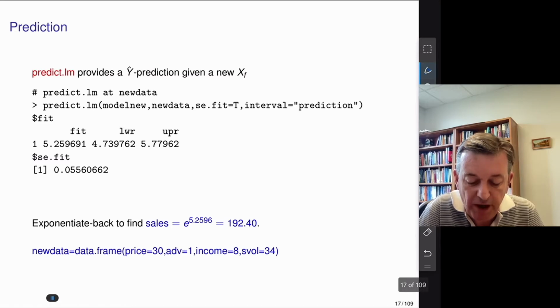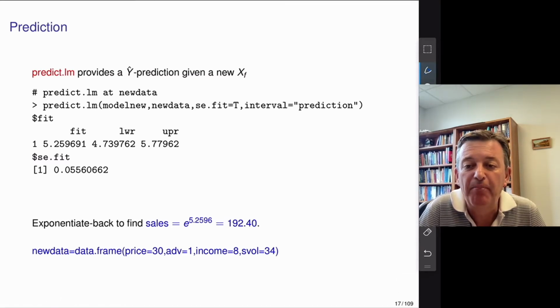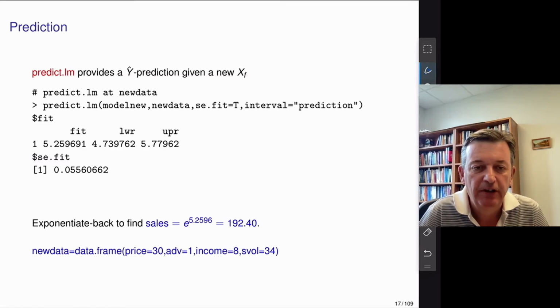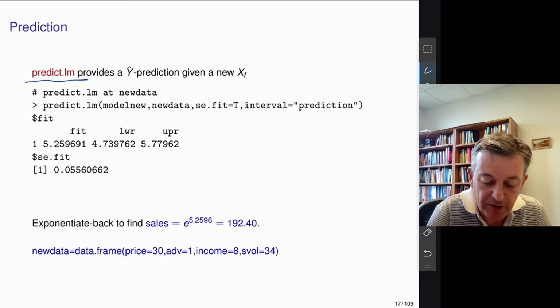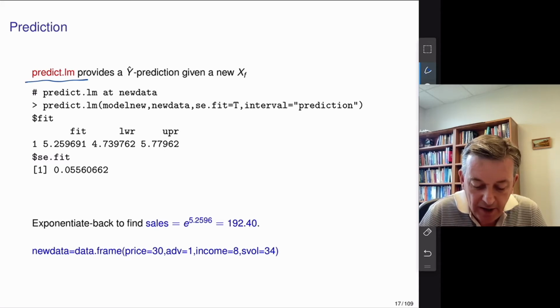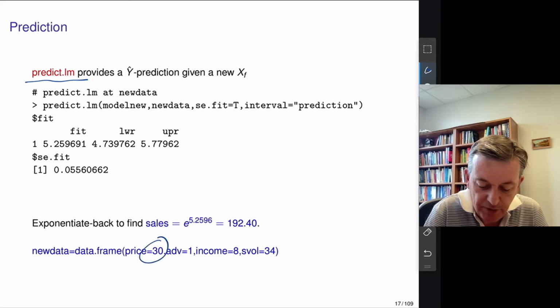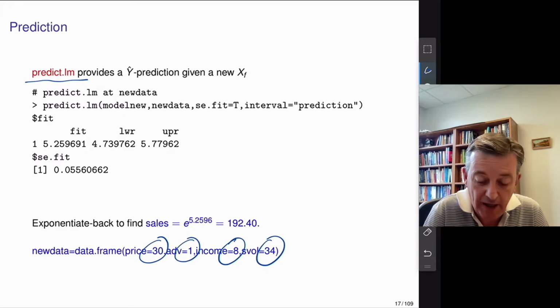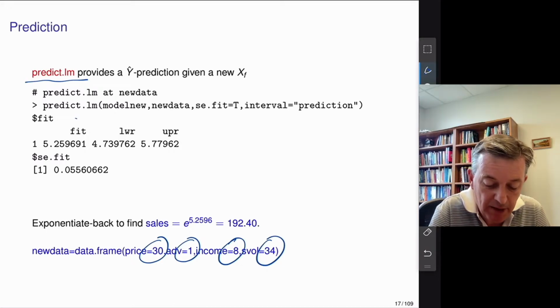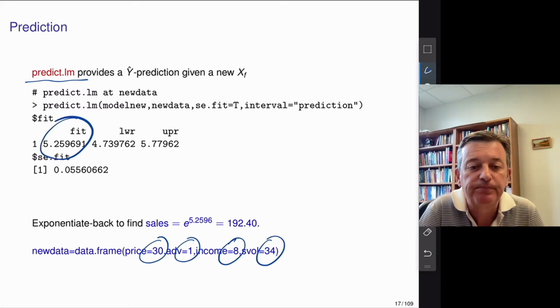Okay, one final thing. A model is only as good as its predictions. So let's use the predict.lm command. I have to input new data. I want a price level of 30, advertising switched to the high level, an income of 8 (in dollar volume), and a store size of 34. I put that into my predict.lm and I get my fitted value.